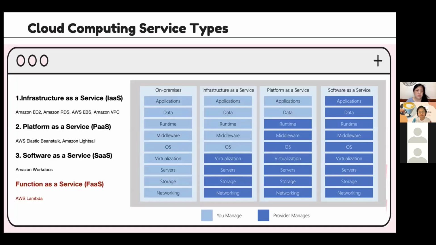So there are cloud computing service types. As we can see in this visualization, there are 4, actually 3, but with AWS, it's 4 cloud computing service types. So makikita natin with our on-prem environment that we manage all the resources and the infrastructure, from networking, storage, servers, virtualization, operating system, middleware, runtime, data, and applications. With on-prem, we manage that, no? But with infrastructure as a service, because there are 4 or 3 service types in cloud.